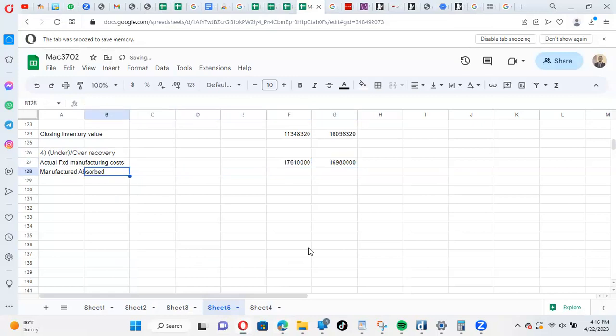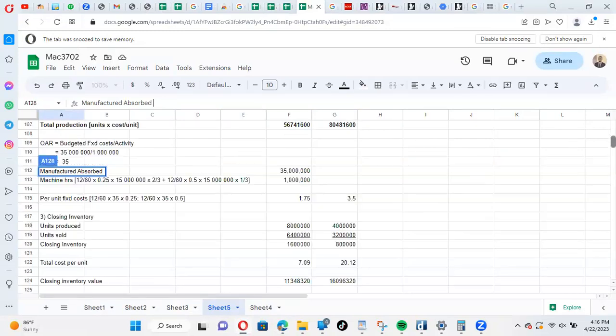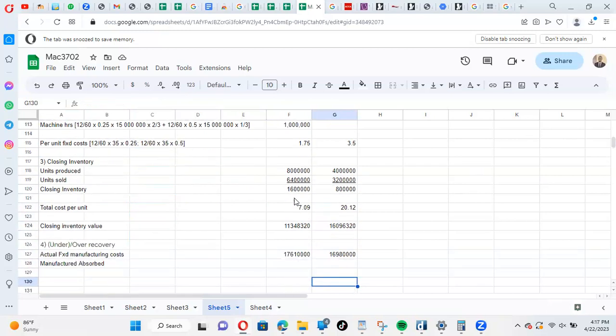16.98 million. Right. Now let's have a look at what was absorbed, which we just calculated. So what is our fixed cost? Per unit fixed cost, we've got 1.75 and 3.5. So it's going to be 1.75 times what we manufactured and then 3.5 times what we manufactured. So we're only taking into consideration the fixed cost. Yeah?